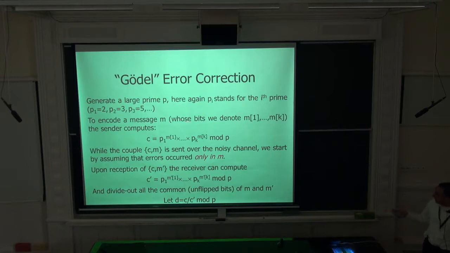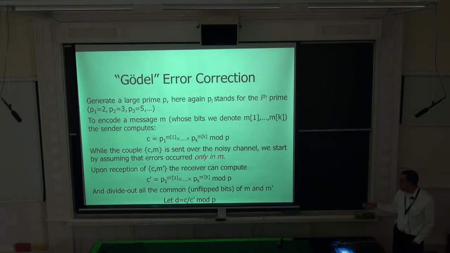Again we're using the small primes, and we encode the message exactly as we did before, but this time we have no S. We don't do any encryption. And I'm going to send over the noisy channel this couple C, M. Now here K, unlike the case of the public key encryption scheme, can be a billion. Think about it as a DVD. All these are the bits of a DVD.